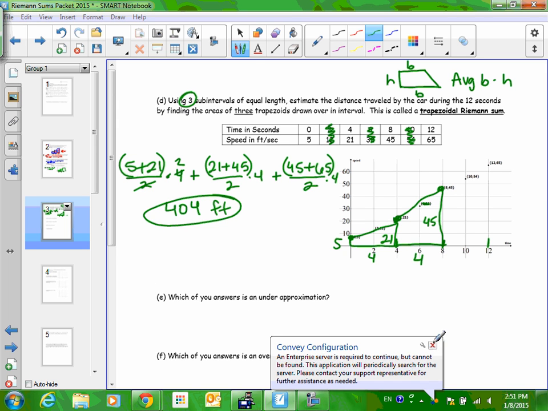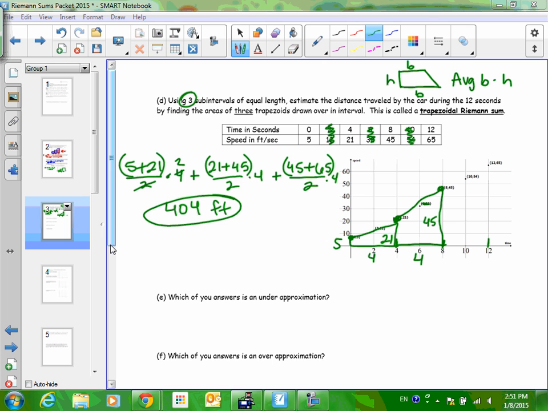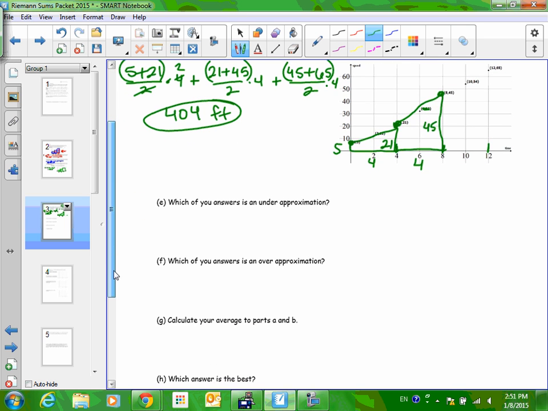All right, so then we're going to answer some questions about these 4. So there's no more. There's 4 types. We did the 4 types. Left, right, midpoint, and trapezoidal. Okay? Which of your answers is an under approximation? Now, we already answered this, but can y'all remind me? Which one was an under? The first one, which was left in this case. It's not that left is always under. That's not true. In a different graph, left could be over. But in this case, left was under. Which of your answers was an over? The right one. Again, that's not always true, but it was true in this case.